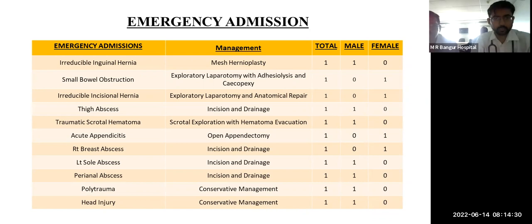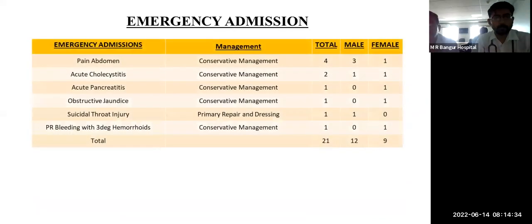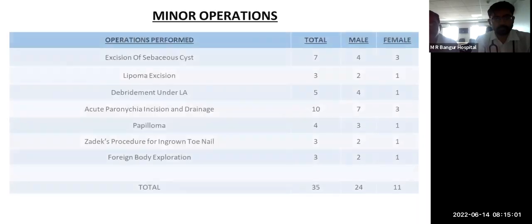Cases that were admitted of polytrauma and head injury were managed conservatively. 2 patients with acute cholecystitis, 1 male and 1 female, were admitted and they were both managed conservatively. 1 female patient with acute pancreatitis was admitted and managed conservatively. 1 patient with a suicidal throat injury was admitted where primary repair of the injury was done and dressing, and the patient was managed conservatively. And one patient with PR bleeding with third-degree hemorrhoids was admitted and was also managed conservatively.